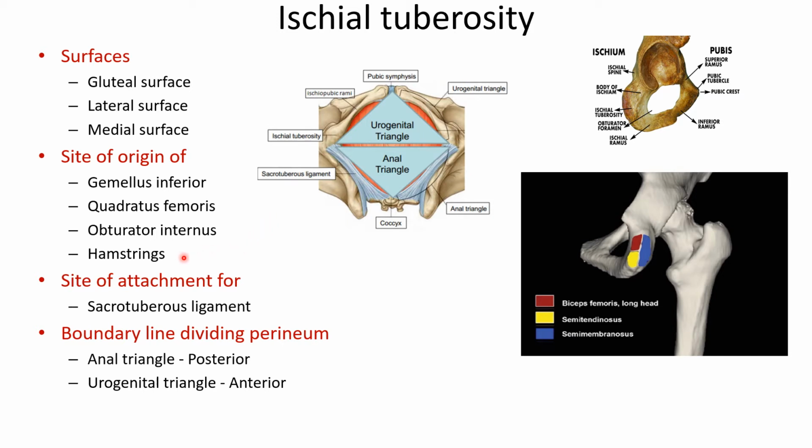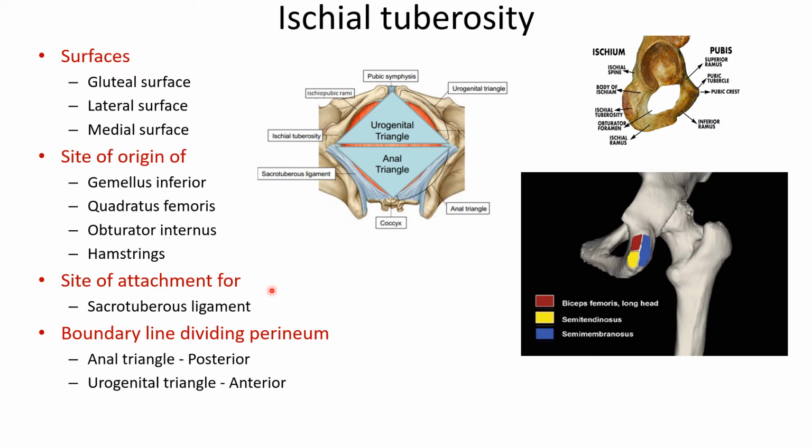The hamstring muscles are the muscles of the back of the thigh, and they are the long head of biceps femoris, semitendinosus, semimembranosus, and part of adductor magnus muscle. These are the four hamstring muscles: the long head of biceps, part of adductor magnus, semitendinosus, and semimembranosus.